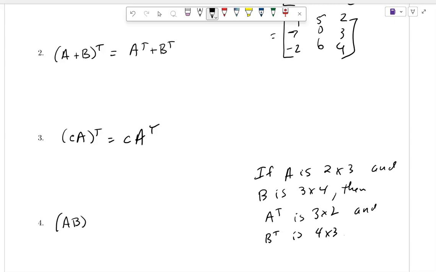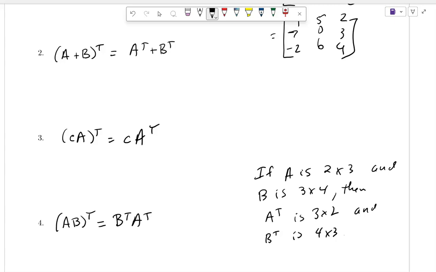If I do the transpose of a product, it does kind of distribute, but it flips the order. This is going to be B transpose times A transpose. Again, it can't be A transpose, B transpose in general because our dimensions may not match up, right?